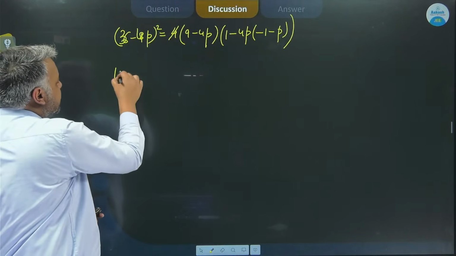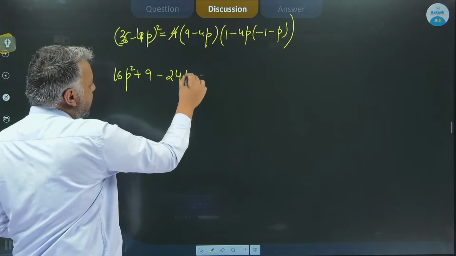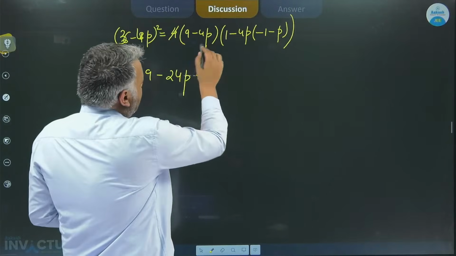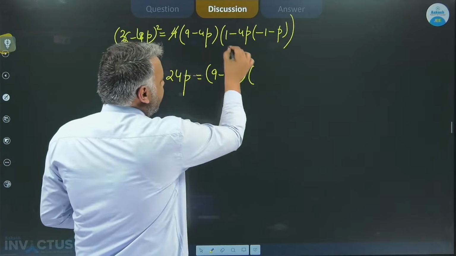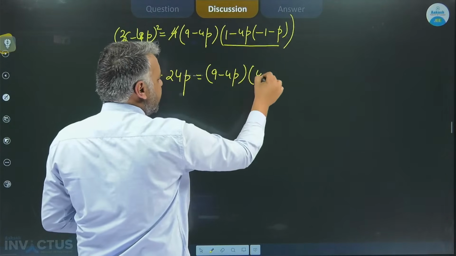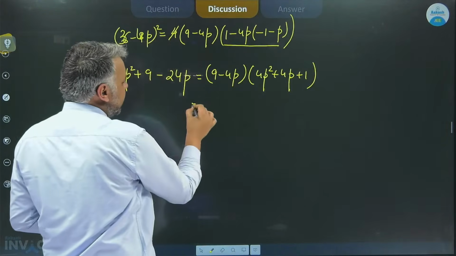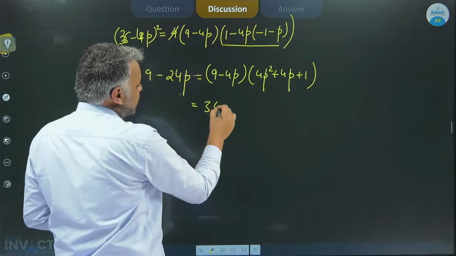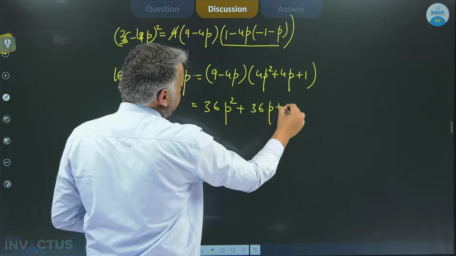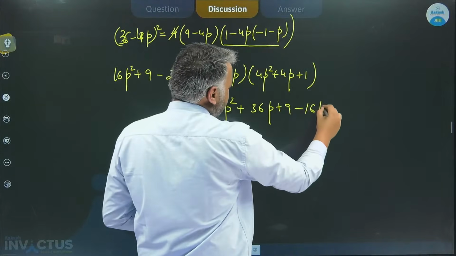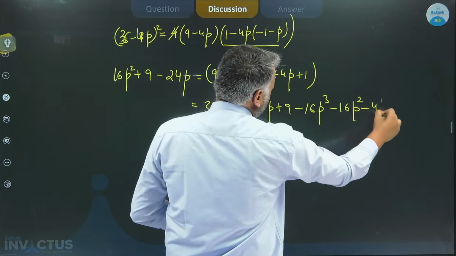Now squaring it, so 16p square plus 9 minus 24p is equal to 9 minus 4p into, let's simplify this first, this will be 4p square plus 4p plus 1. So here we'll get a cubic type. So this will be 36p square plus 36p plus 9 minus 16p cube minus 16p square minus 4p.